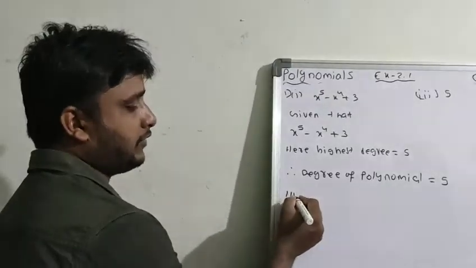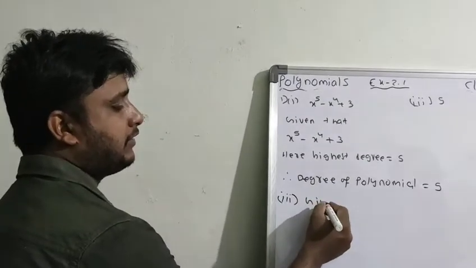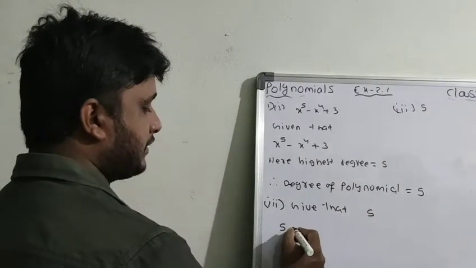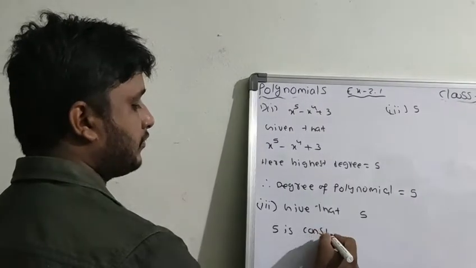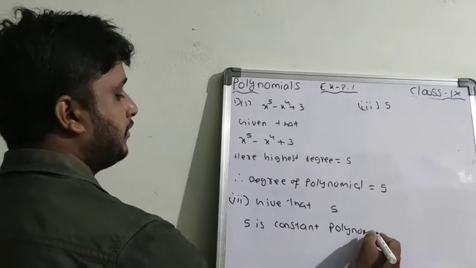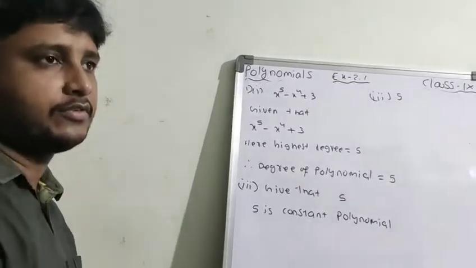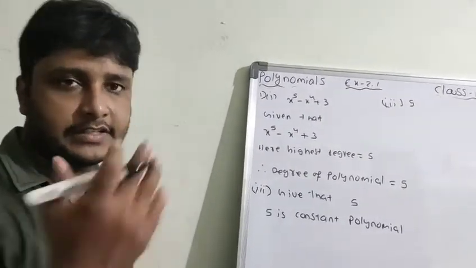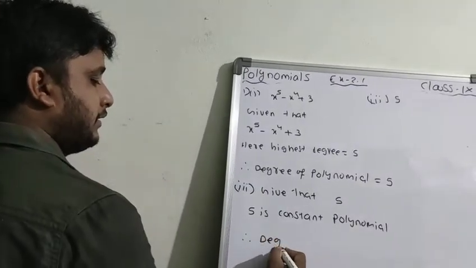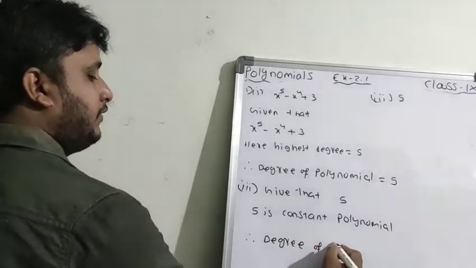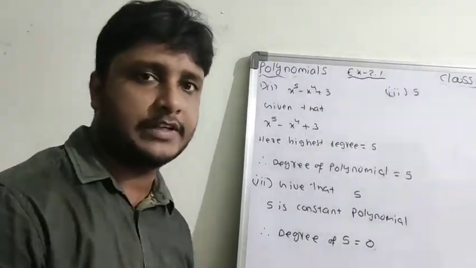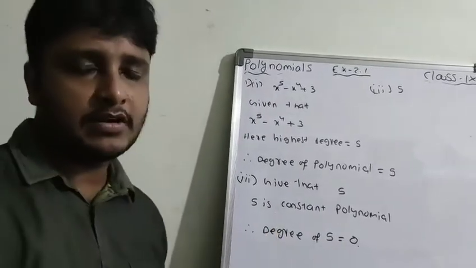So coming to the third one. Given that 5. So 5 is a constant polynomial. In types of polynomials according to degree we discussed that degree equal to 0 means a constant polynomial. Therefore the degree of 5 is equal to 0, because this is a constant polynomial. So constant polynomial has degree 0, as we already discussed. So this is the way you have to find the degree.